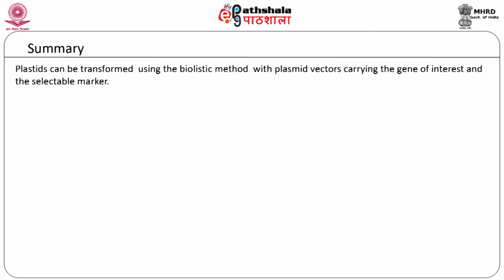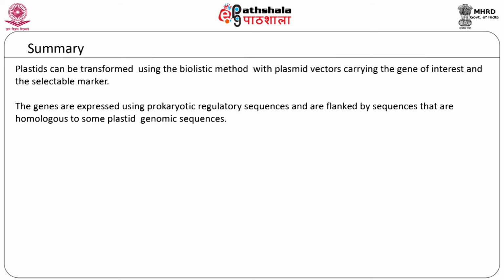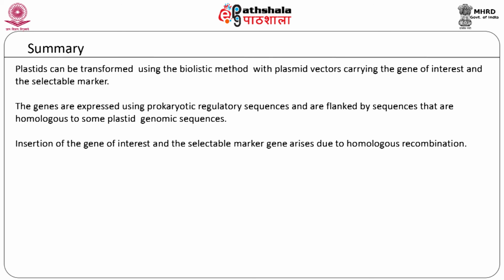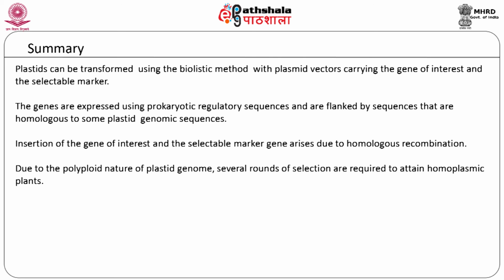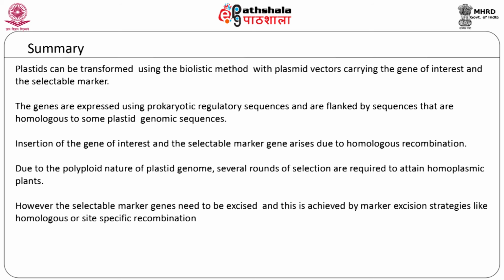The module can be summarized as: plastids can be transformed using the biolistic method with plasmid vectors carrying the gene of interest and the selectable marker. The genes are expressed using prokaryotic regulatory sequences and are flanked by sequences that are homologous to some plastid genome sequences. Insertion of the gene of interest and the selectable marker gene arises due to homologous recombination. Due to the polyploid nature of plastid genome, several rounds of selection are required to attain homoplasmic plants. However, the selectable marker genes need to be excised, and this is achieved by marker excision strategies like homologous or site-specific recombination.